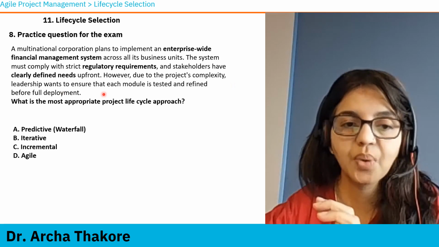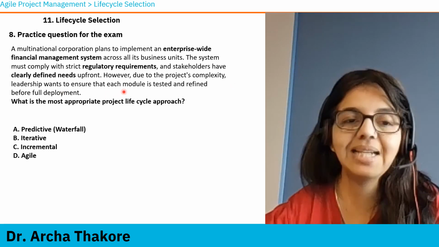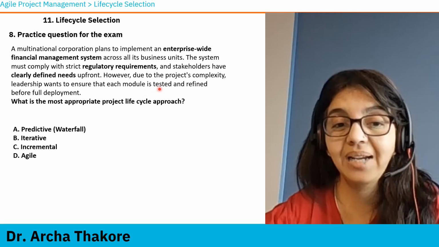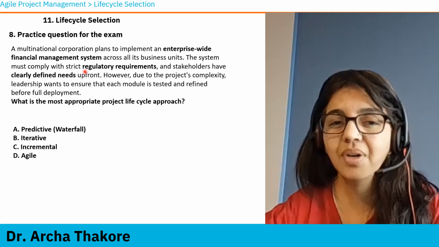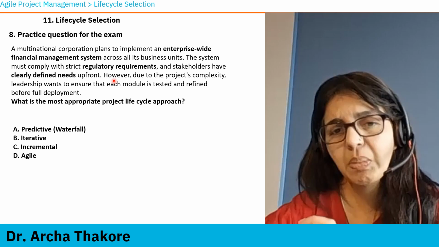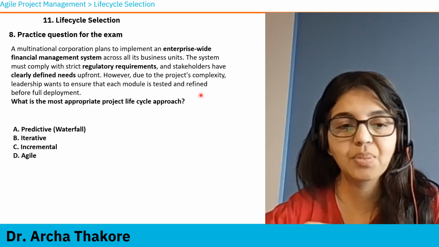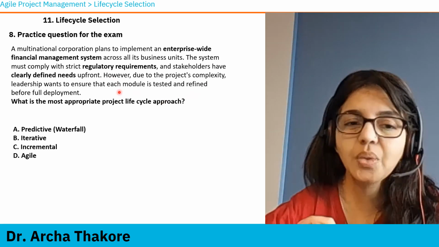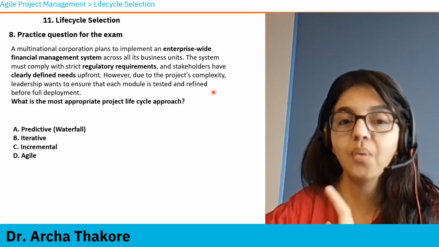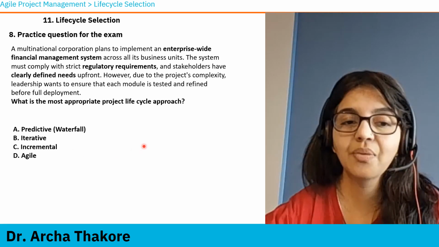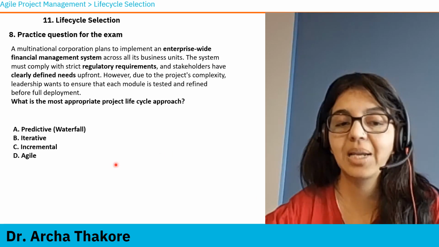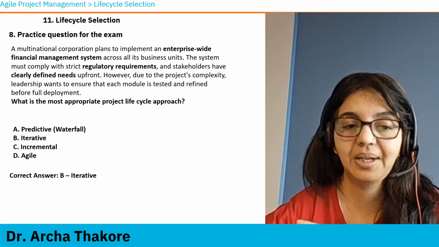However, due to project's complexity, now there is a twist. Leadership wants to ensure that each module is tested and refined before. Now, again, this is your cue: tested and refined. What are you thinking now? Can it be predictive? First, we might think that, oh, it's fixed requirements. Can it be predictive? Maybe, but then how are you going to test and refine if it's predictive? Okay. Do you need agile? You don't need agile for it because your requirements are fixed. Okay. So what do you want to do here? You want to go for an iterative approach because refinement, customer feedback, retesting, all of those elements come into your iterative approach. Okay.